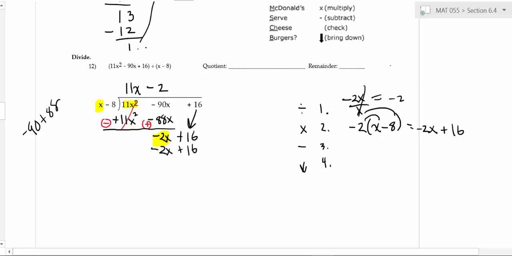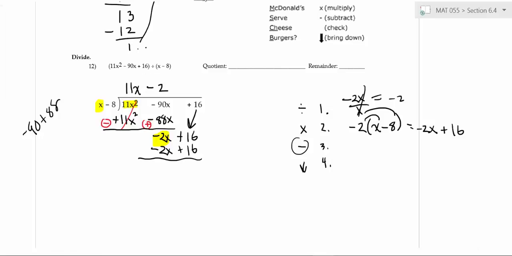And you don't have to write this stuff at the side. Some students do better if they do this when they're learning it, but your ultimate goal is just to process it all within the problem. Okay? Step 3 is you subtract. What would happen if you subtracted the same numbers? 16 minus 16, for instance, is what? 0. Negative 2x subtract negative 2x is 0.